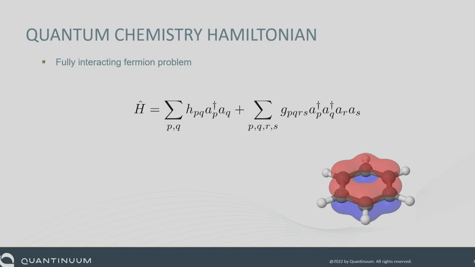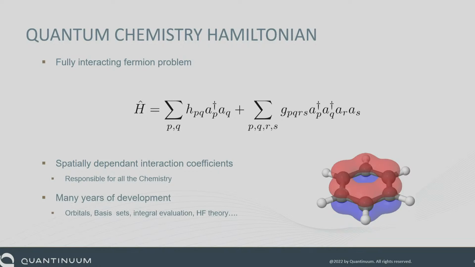Okay, and then rather than having just parameterized weightings for these interactions, these g and h are actually spatially dependent objects which contain a huge amount of information. There are many, many years of development just to find these parameters. So these parameters contain all the information. This shape here, this orbital, is just one of these indices here. So each individual index in p, q, r, s contains the shape and the geometry of these molecular orbitals.